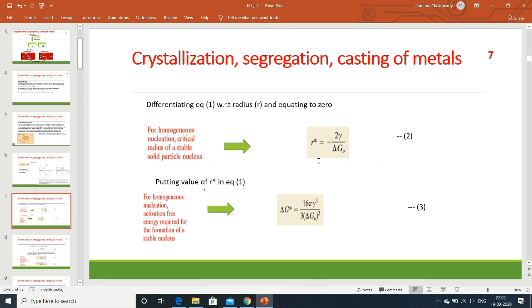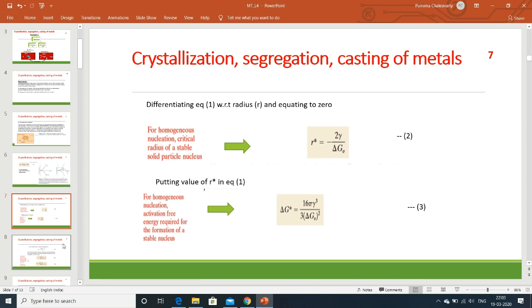Now if I put this value for the critical radius in equation 1, I will get a term for the activation free energy required for homogeneous nucleation, which is given by del G star, and which is equal to 16 pi gamma cube divided by 3 del G V square.